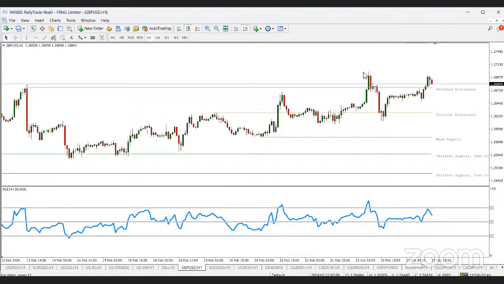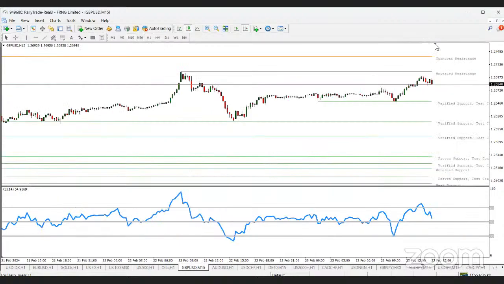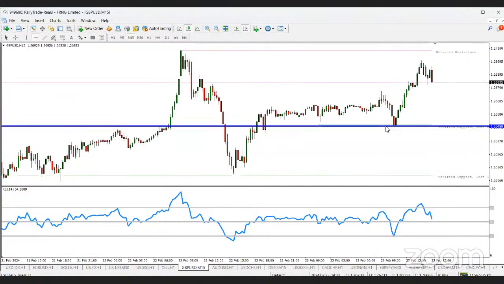It's currently at that point where it was rejected. Not long. Okay, this happened yesterday. It was rejected around here. Now, if we expect that weakness in the dollar, that means that we should actually be looking out for a push up in GBP USD. But I think a better place for us to buy GBP USD from would be this particular zone here.